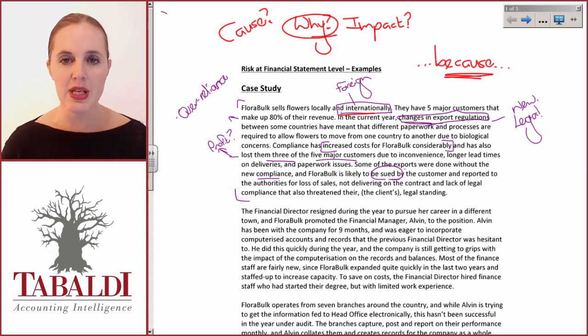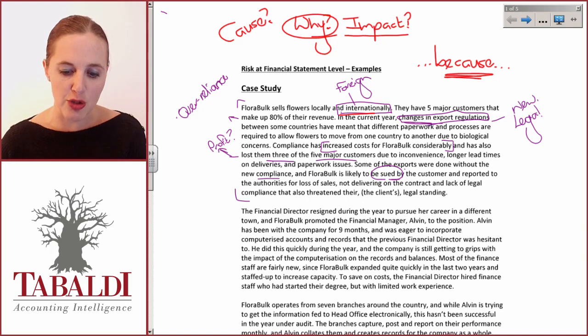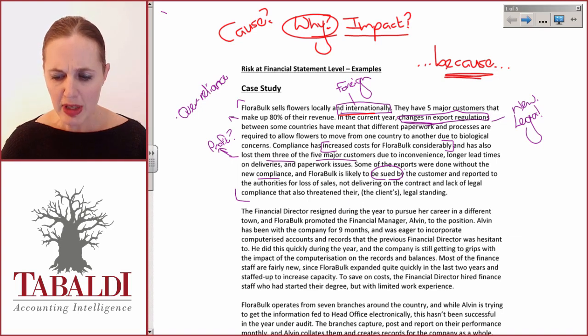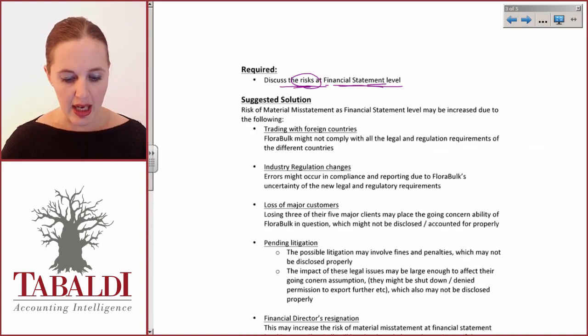So sometimes adding "because" onto the end of your risk will help you trigger the fact that you've got to tell me what the impact is. You've got to tell me what the problem is. What I'm going to do quickly is take a look at our solutions, take a look at the suggested solution.